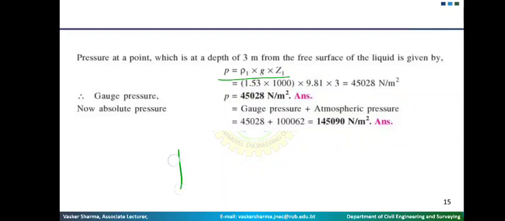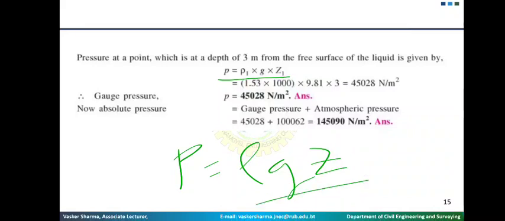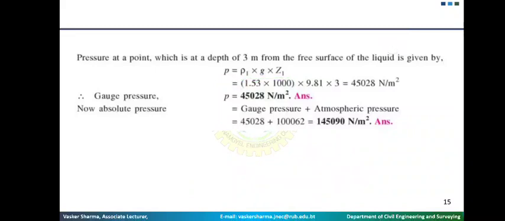So for the pressure at 3 meter depth, you can use the same formula, rho 1 g Z1. So P = rho g Z is the general rule here, rho g Z or rho g H. Some books refer to it as rho g H, sometimes it is rho g Z. So rho 1 is the density of that liquid, and Z1 is the depth at which you are asked to find the pressure. The density is given as 1.53 times 9.8, and the depth is 3. So here you get the pressure at that point. This is actually your gauge pressure.